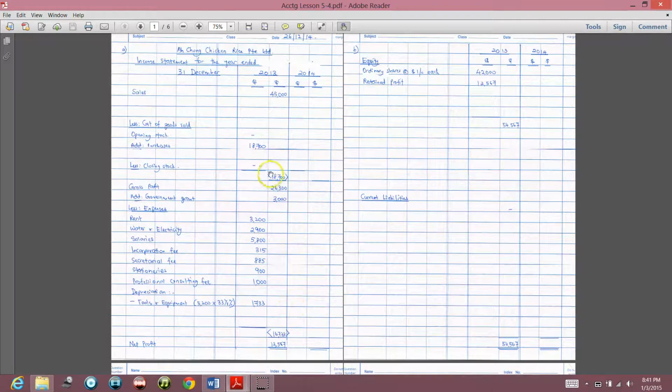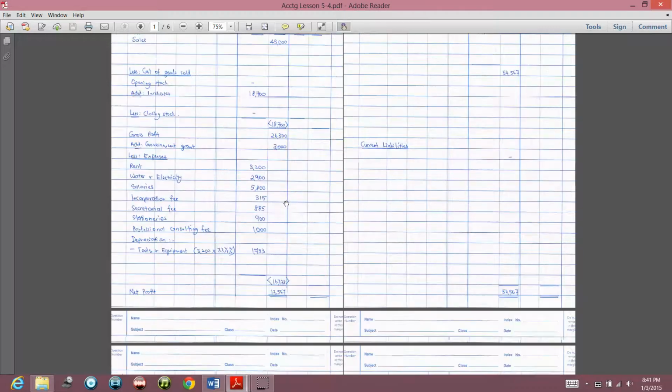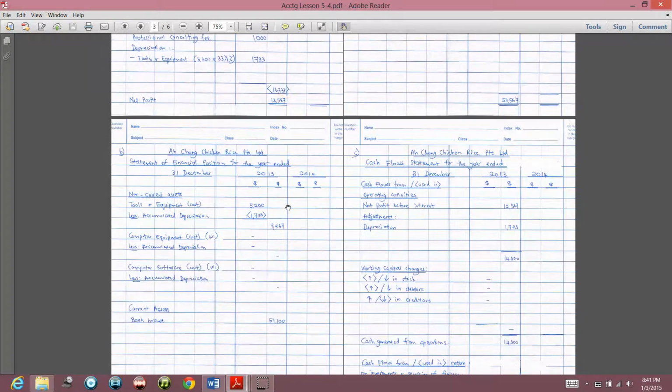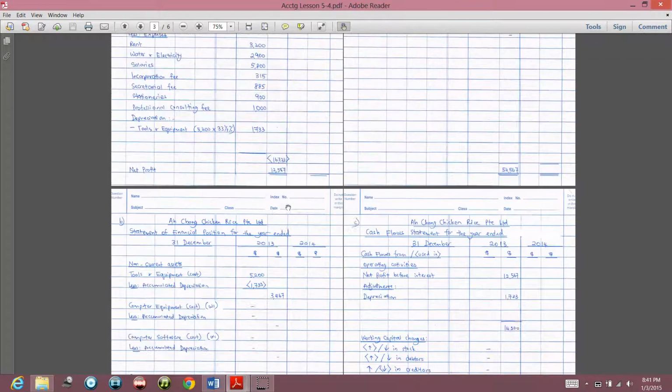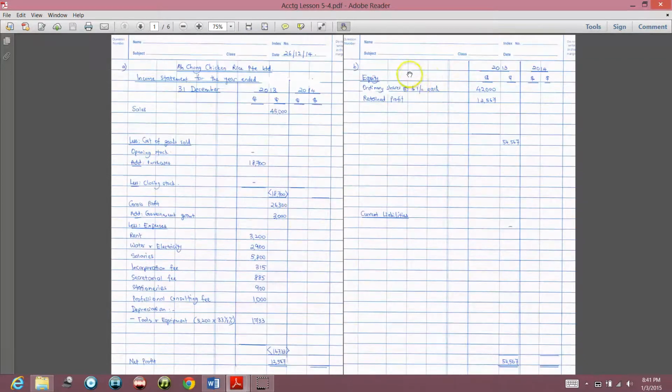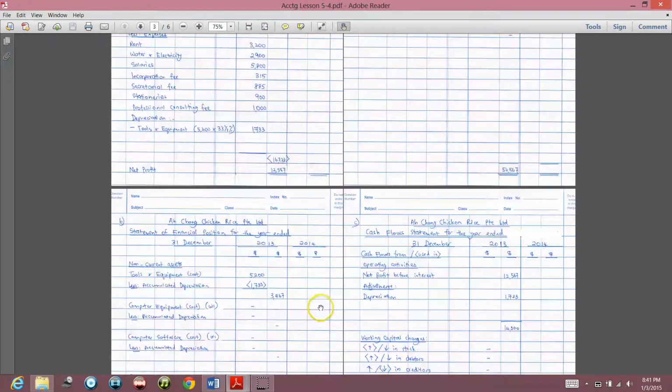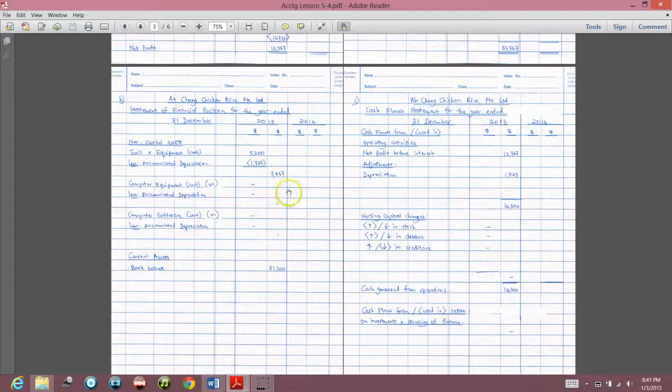Okay, as explained just now, the 3,000, I will treat it as a revenue receipt and put it in the income statement, the profit and loss account. And then I will jump to the statement of financial position. Okay, this is the statement of financial position. This is the continuation, the equity and current liability part. Okay, so then this is the asset part.